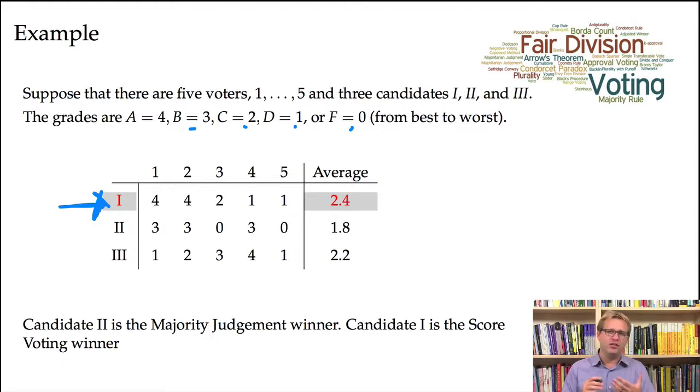And intuitively, you can see that if you calculate the winner in terms of who has the highest average, if lots and lots of people rank a particular candidate over another candidate, then that first candidate is certainly going to have a higher average. So according to score voting, the winner is going to be candidate 1. According to majority judgment, the winner is going to be candidate 2.